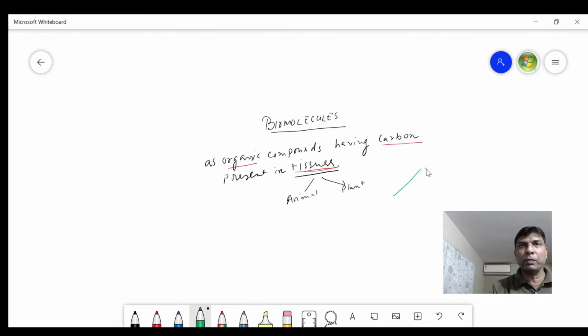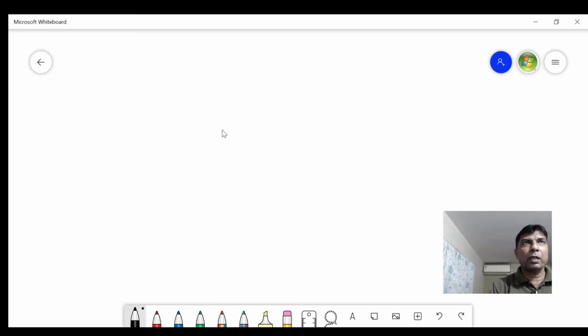One is called biomacromolecules, another one is called biomicromolecules. Now the question comes, how shall we separate biomacromolecules from biomicromolecules? Let's go through a simple experiment which is given in your NCERT book. Biomacromolecules are larger in shape in comparison to biomicromolecules.